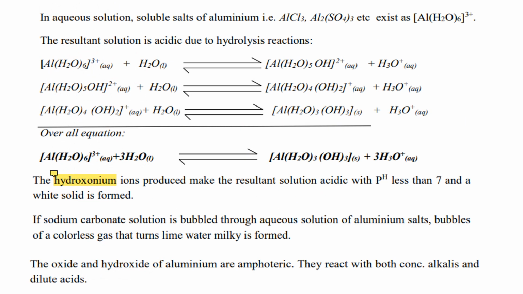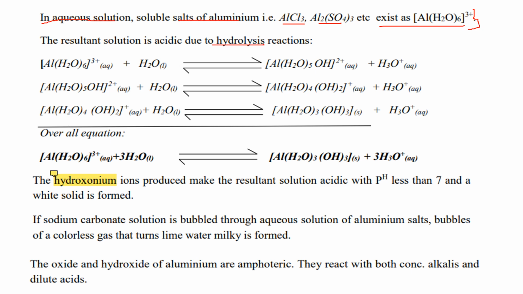So you're looking at the acidity of aluminium, and you're seeing that in aqueous solutions, soluble salts of aluminium, that is to say aluminium chloride, aluminium sulfate, among others, exist as the aqua aluminium 3+ ion. So that's how we read this complex. And we are seeing that the resultant solution is acidic. Why are the solutions in which aluminium compounds are dissolved acidic? And that's mainly due to hydrolysis.